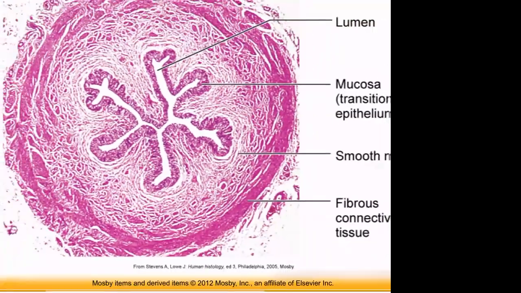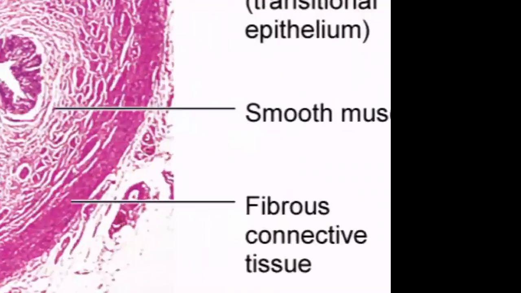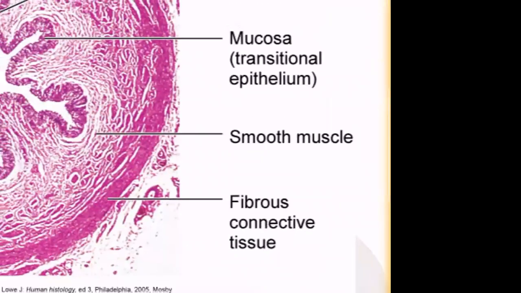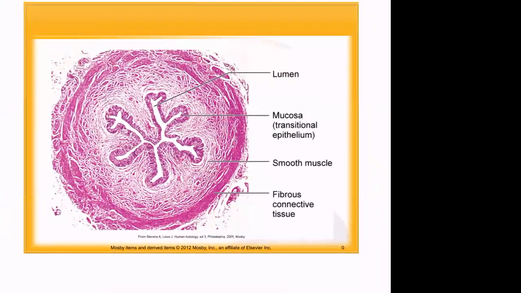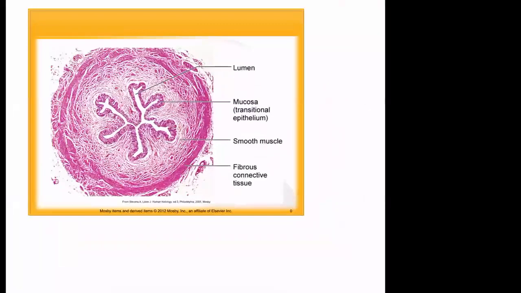Then there is muscle, smooth muscle. Remember, smooth muscle is involuntary. So that is going to help propel the urine down to the urinary bladder. It's a nice microscopic view of it there.